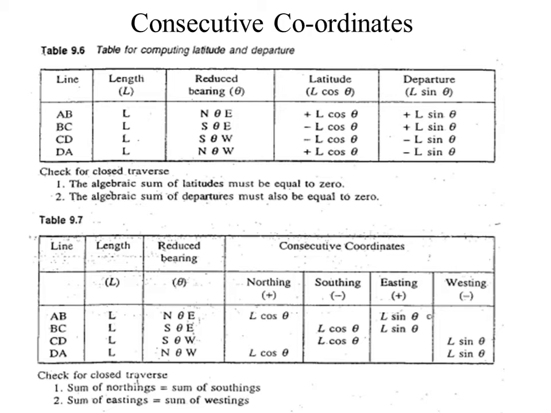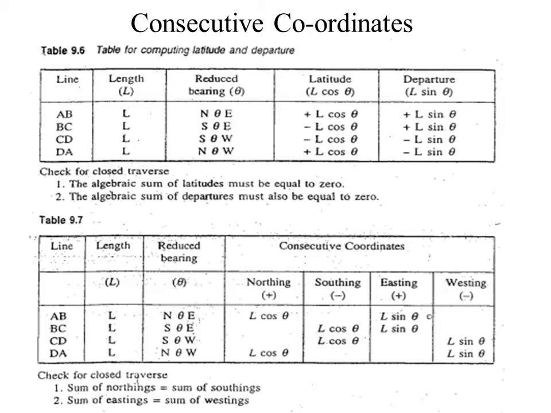And when we consider the closed traverse, a closed traverse is nothing but a series of connected lines, and the starting point and end point are going to meet. So here the point is A. At point A, the traverse is going to close. Whenever we are having a closed traverse, then the algebraic sum of latitude must be equal to 0 and algebraic sum of departure must be equal to 0. So these are the checks to be applied for the closed traverse.